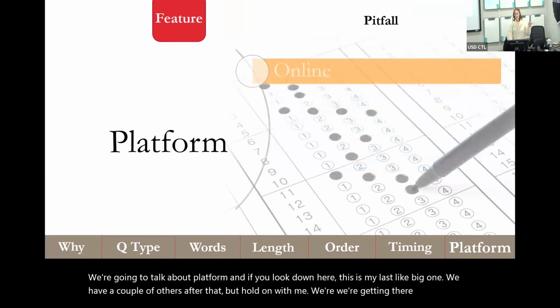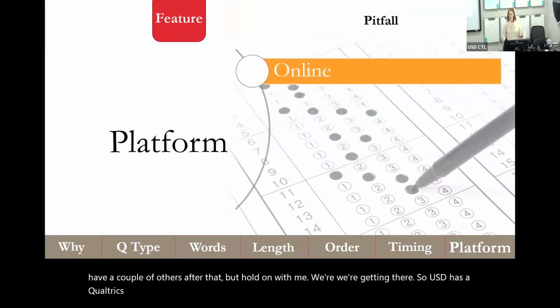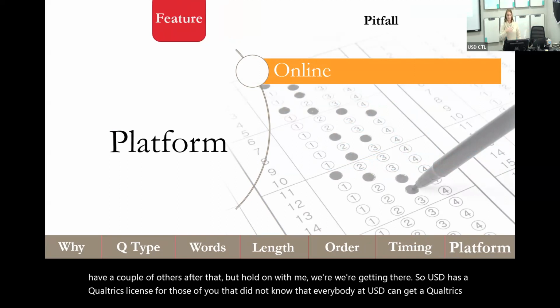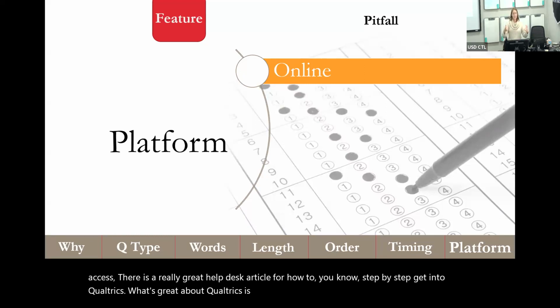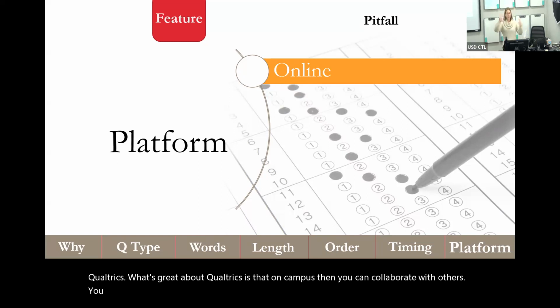So USD has a Qualtrics license. For those of you that did not know that, everybody at USD can get Qualtrics access. There is a really great help desk article for how to, step by step, get into Qualtrics. What's great about Qualtrics is that on campus, you can collaborate with others. You can set up a lot of these research design items so that you can do your analysis afterwards, which is really great.